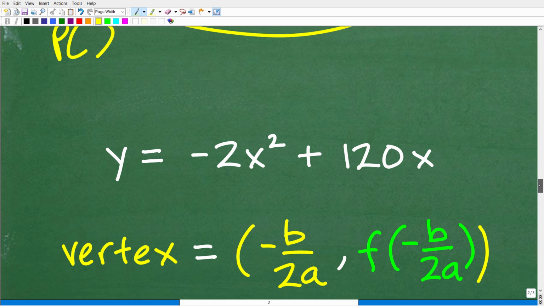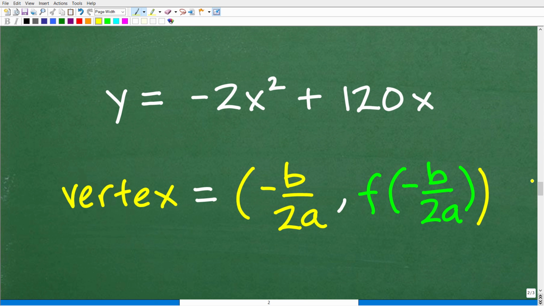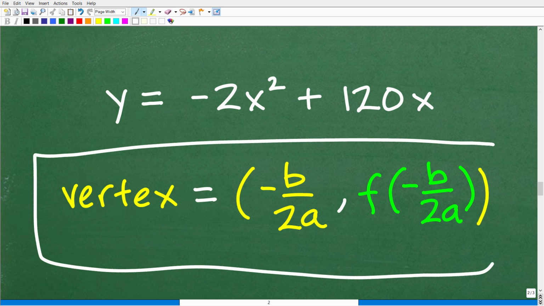And the next thing that we need to do, again, is to figure out the vertex of this quadratic function. So we have y is equal to minus 2x squared plus 120x. To find the vertex, which of course is the top of this parabola, all we need to do is use this formula right here. The vertex is equal to minus b over 2a. This is our x coordinate for our vertex, and our y coordinate is f of minus b over 2a.